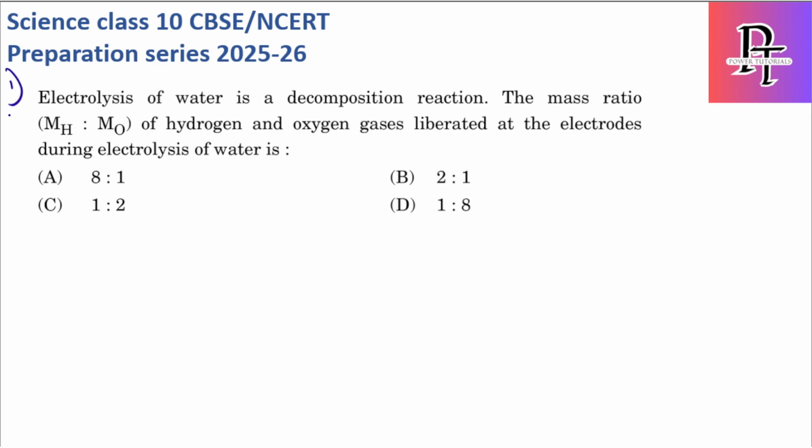Electrolysis of water is a decomposition reaction. The mass ratio of hydrogen and oxygen gases liberated at the electrodes during electrolysis of water is? For this question, I will give the equation for electrolysis as well. Electrolysis happens in this way: 2H2O, that is the water molecule, decomposes to 2H2 plus O2. But what they are asking here is the mass ratio of hydrogen and oxygen gases liberated at the electrodes during electrolysis.